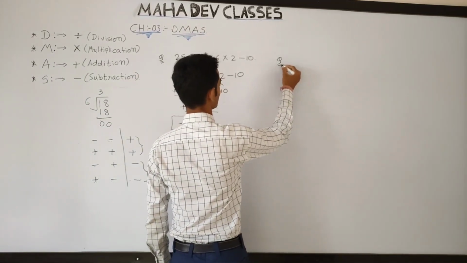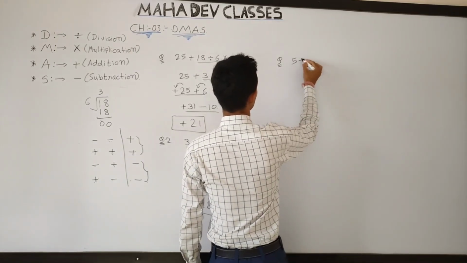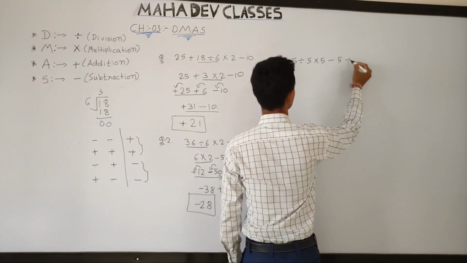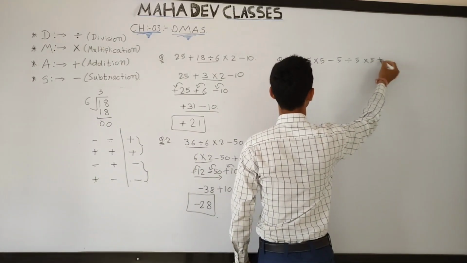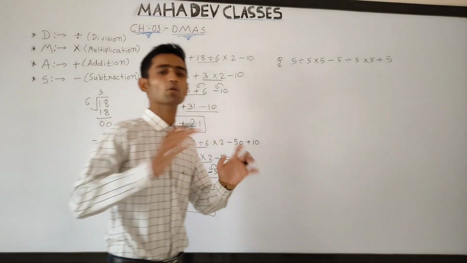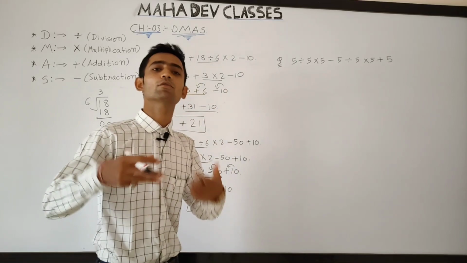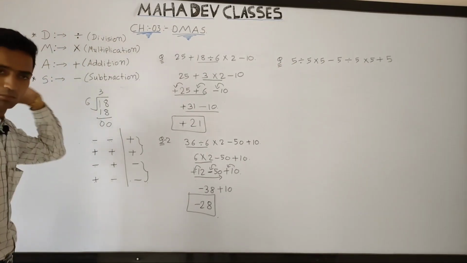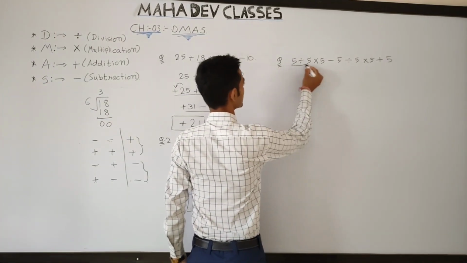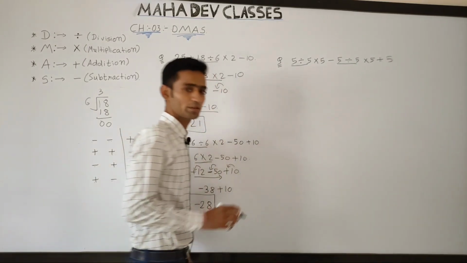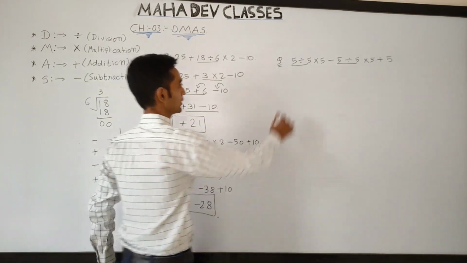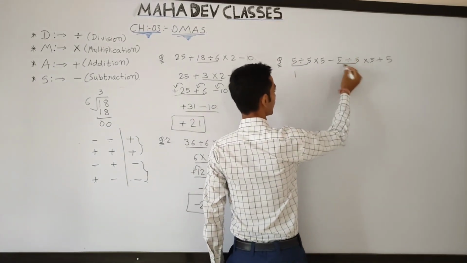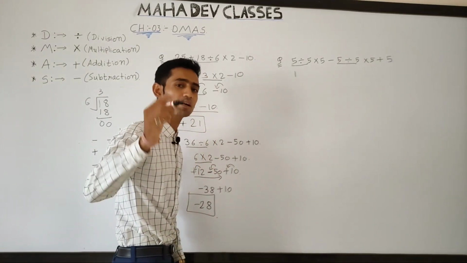Okay, now another question. Suppose there is 5 divided by 5 multiplied by 5 minus 5 divided by 5 multiplied by 5 plus 5. Okay, so just don't worry about how many signs there are. We have to follow the rule of DMAS first. Okay, now first of all we will find the division symbol. Now you can see that division is here and also here, so we have to do the process of division first. See, 5 divided by 5 you will get 1, and similarly here you will also get 5 divided by 5 is equal to 1.